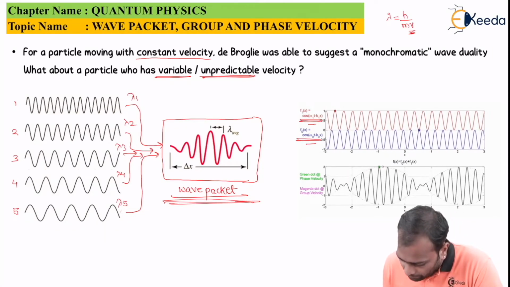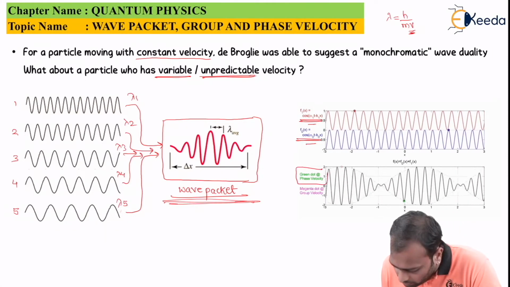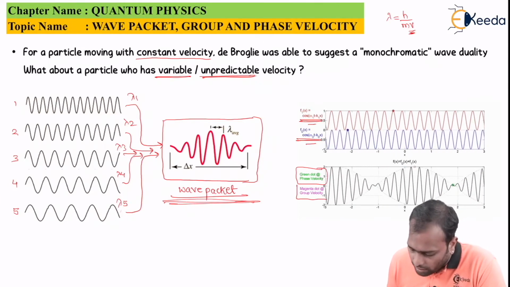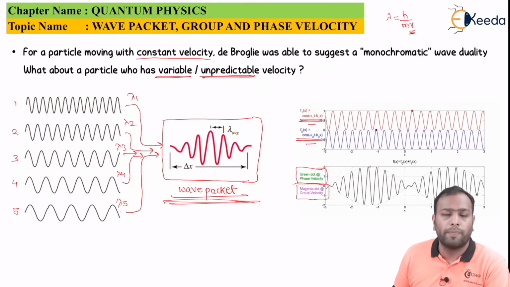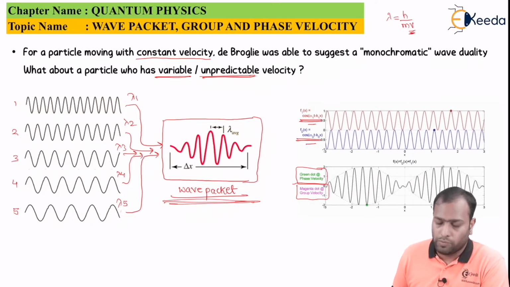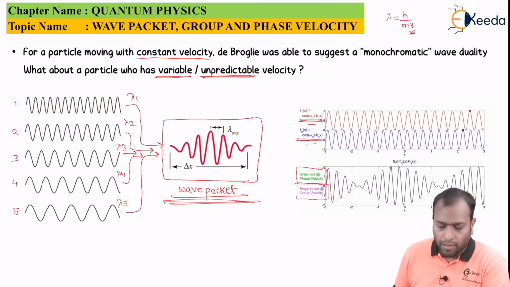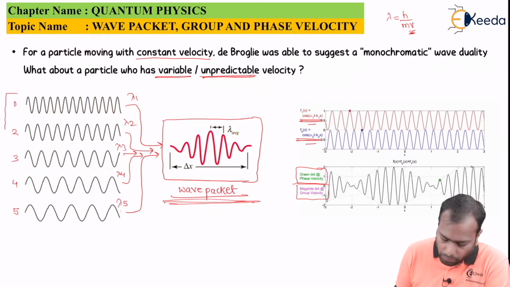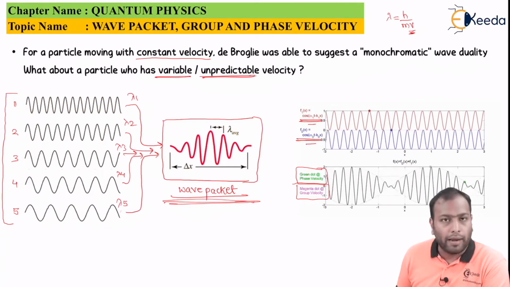Here you can see the green dot represents the phase velocity, whereas the magenta dot represents the group velocity. Now the question arises, what is group velocity and what is phase velocity? Well, as you can see, there are 5 different waves which compose this given wave packet.